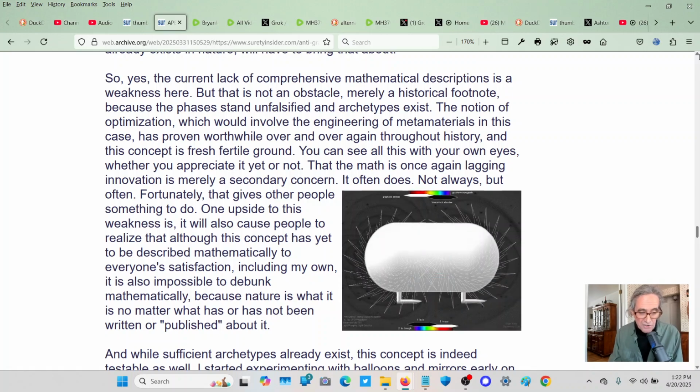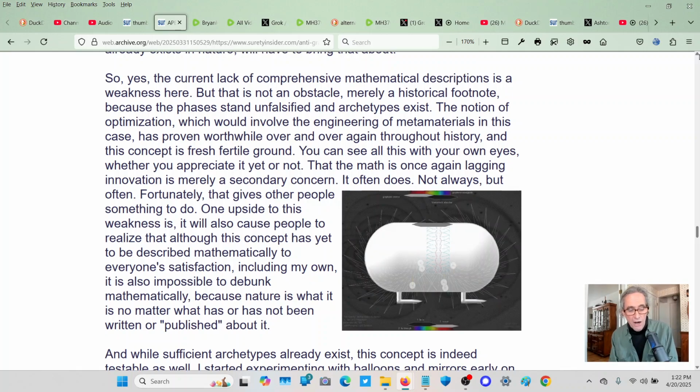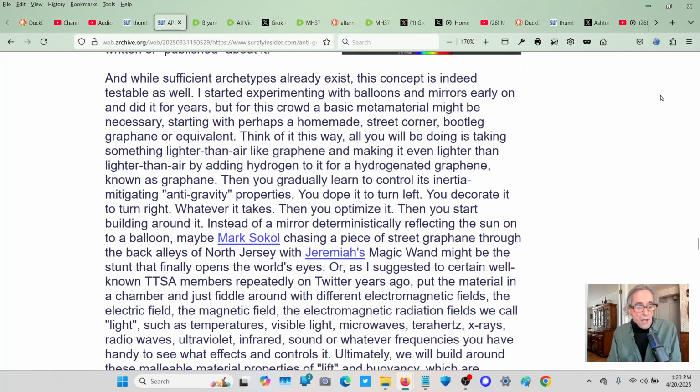One upside to this weakness is, it will also cause people to realize that although this concept has yet to be described mathematically to everyone's satisfaction, including my own, it is also impossible to debunk mathematically. Because nature is what it is, no matter what has or has not been written or published about it. And while sufficient archetypes already exist, this concept is indeed testable as well. I started experimenting with balloons and mirrors early on and did it for years, but for this crowd, a basic metamaterial might be necessary, starting with perhaps a homemade, street corner, bootleg graphene or equivalent.